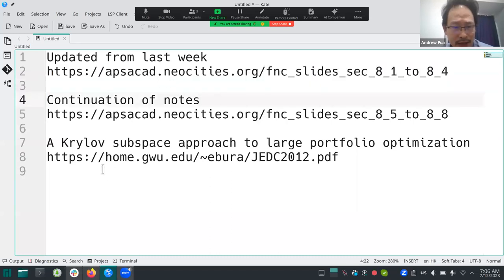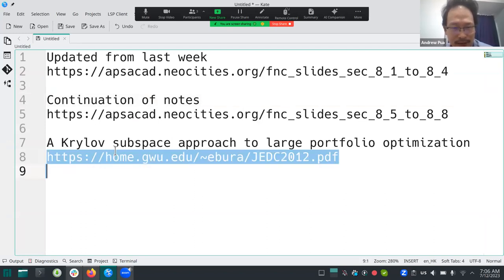And then another thing that I wanted to share was this paper that I just stumbled upon about this Krylov subspace approach to large portfolio optimization. I had a quick scan, didn't read it, and I'm not advertising for the paper, but after reading the chapter, I think you should be able to handle this at that stage. So it might be very interesting for some of you.